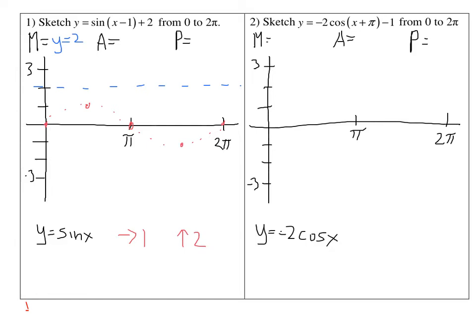Our amplitude, there is no number in the front of sine, so the amplitude is just 1. And your period, there is no number multiplied by the x, so our period is a normal period, which for a sine graph is 2 pi.